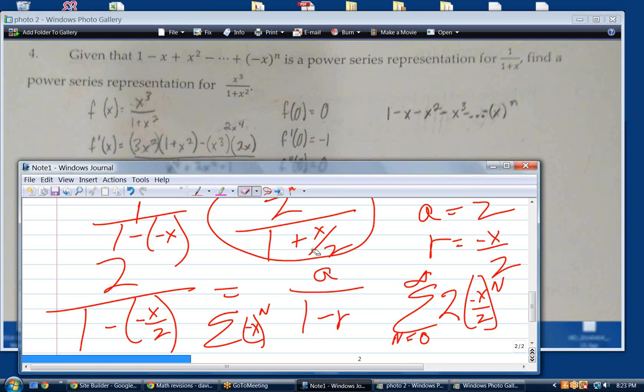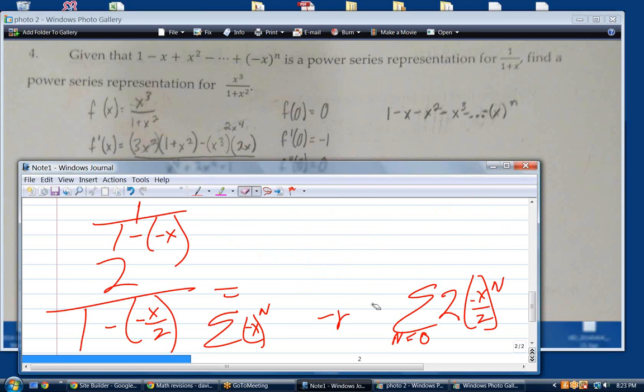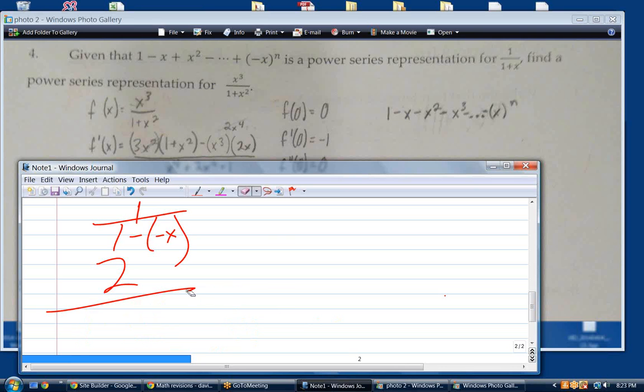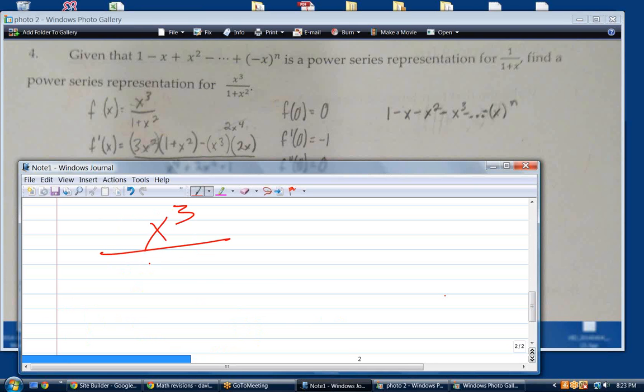Okay, so I think that's the logic that they want us to take here, but maybe not, because I haven't done one that has x cubed over 1 plus x squared. Given that that is the power series for that, find a power series representation for this. Well, let's see. If I divide top and bottom by x cubed, it's not going to help in the least bit. It's going to give me 1 over x cubed plus 1 over x.